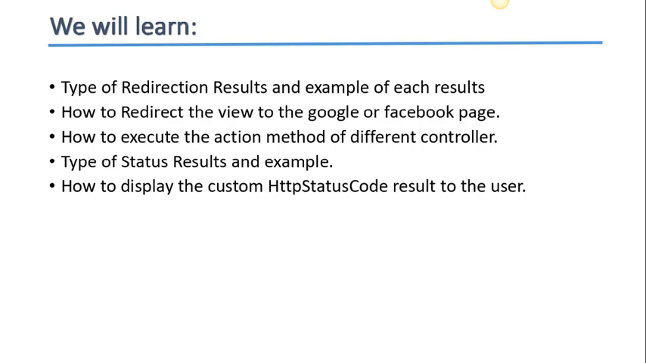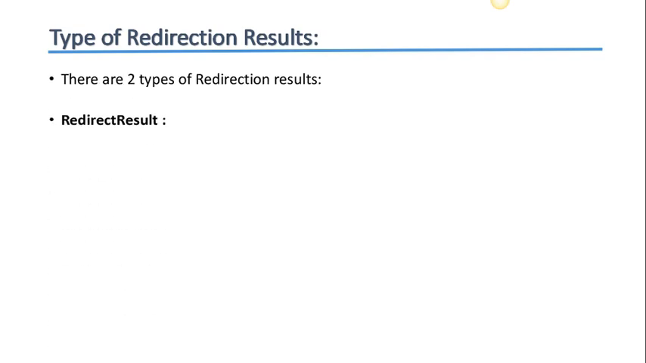So we will go one by one and understand in more detail. Let's start. So first one is the type of redirection result. There are two types of redirection result. The first one is the redirection result and the second one is the redirection to route result. So we will go one by one. First one is the redirection result.